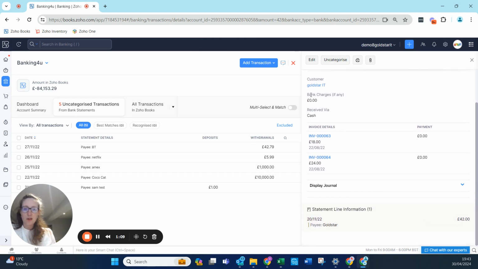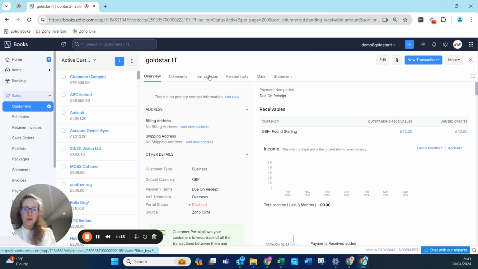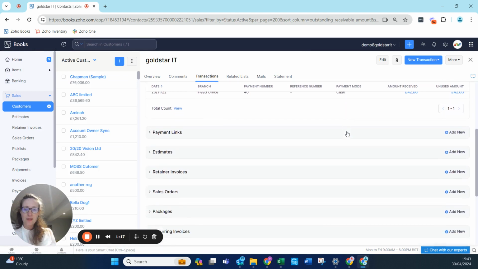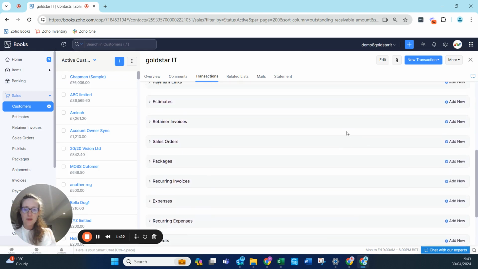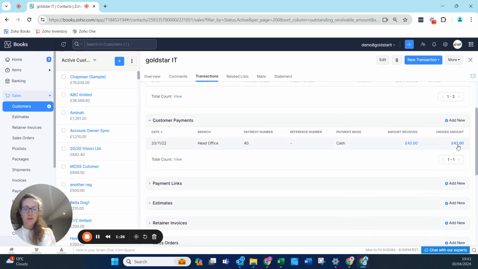Now when we click on Gold Star IT and we go to our transactions, we can see our payments here, our payments received, customer payments. Here's our £42 which was received in, and we've got an unused amount of 42.